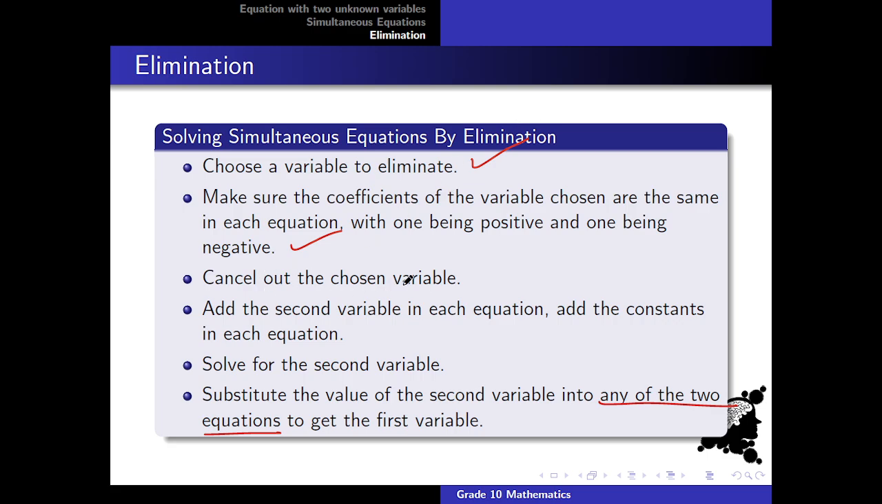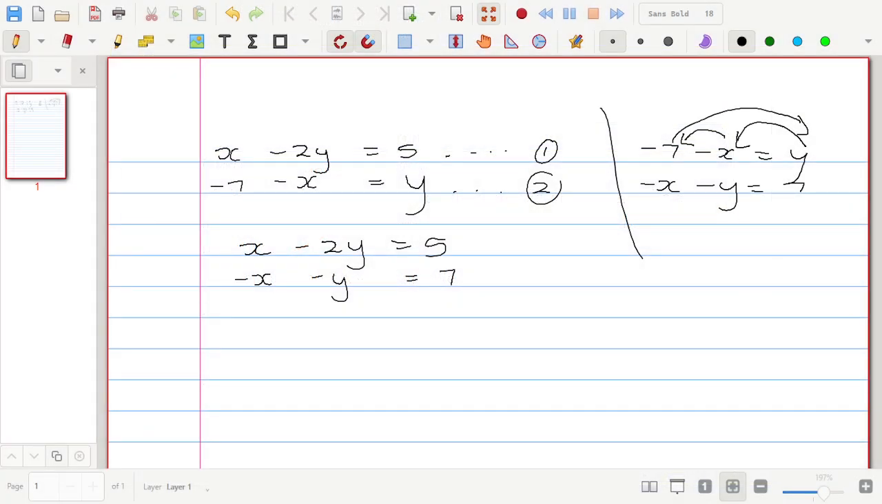Now the next step says we need to cancel out the chosen variable. We have chosen to eliminate x. So how does this work? Well, check this. The x's have the same coefficient with the different signs. These two are going to cancel out.